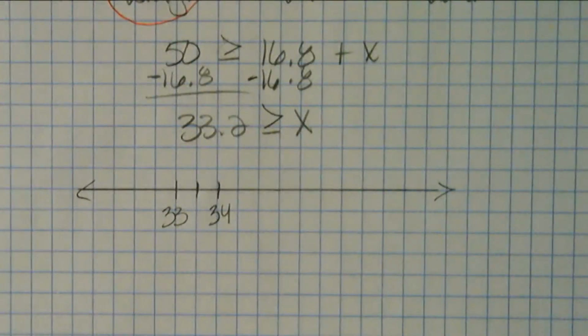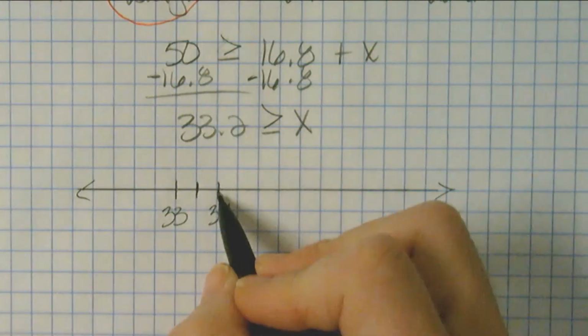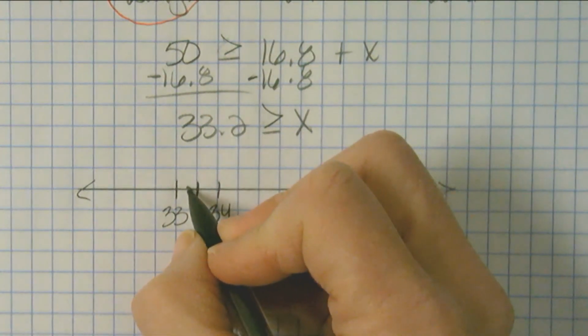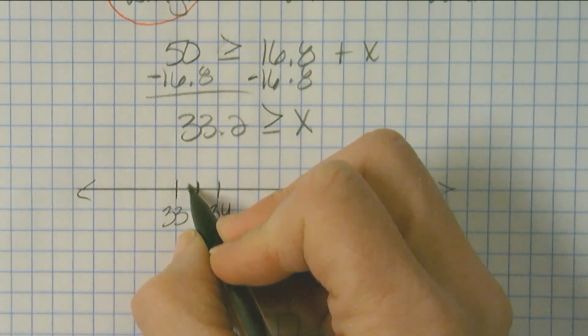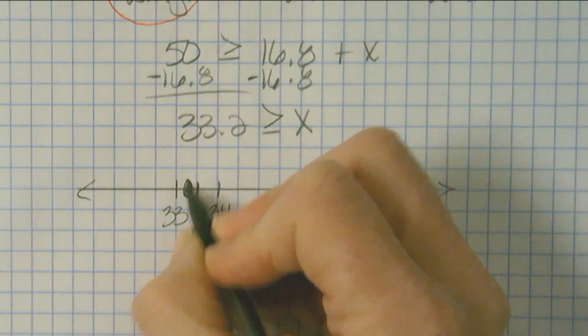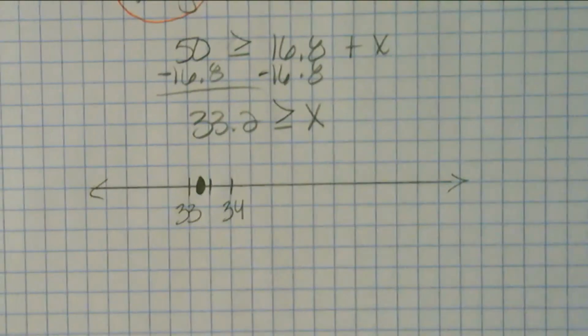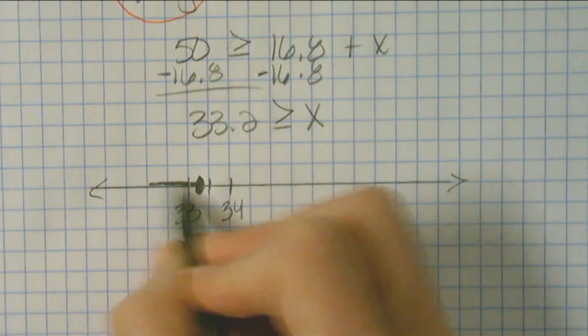All right, so here's my 33, here's my 34. I'm counting by 0.5s. So 33.2 is going to be somewhere in here. It's a closed dot. And it's going to be everything to the right of that.